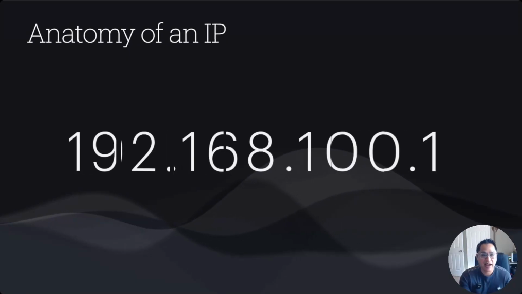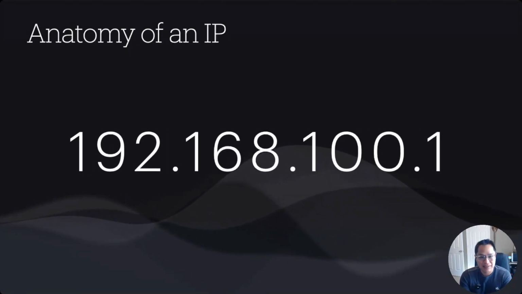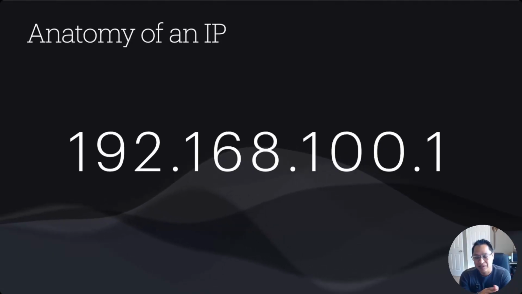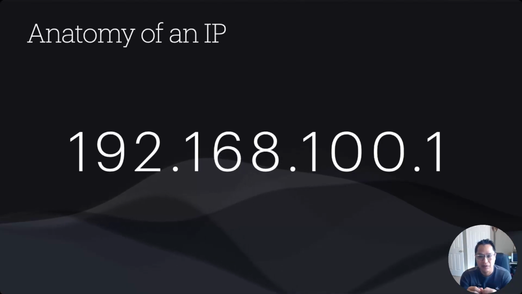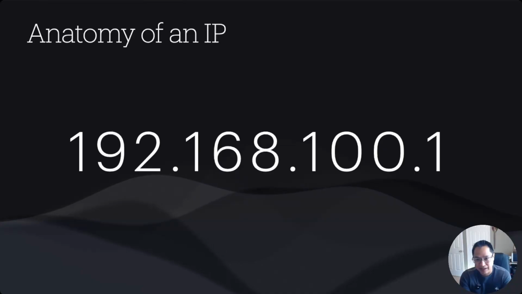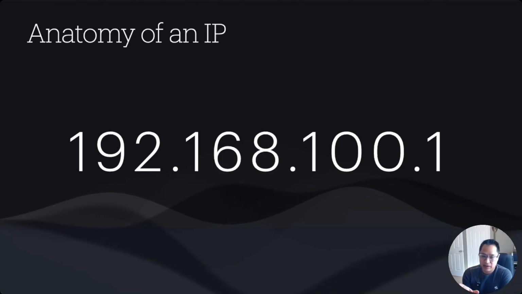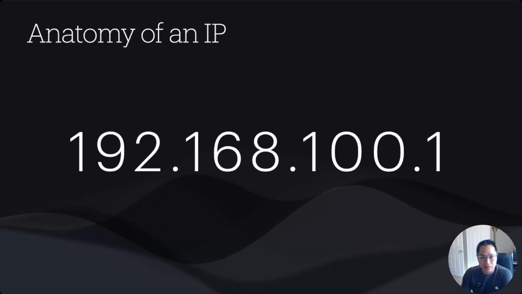So let's go into IP addressing, the anatomy of an IP. We've all seen this. If you're setting up your Linksys router, this is probably very similar to your default address. If you go to your command line right now and run ipconfig or ifconfig, there's a high likelihood you're going to see something that looks just like this. Have you ever thought about what this number really means, how it is determined, and why this number is the way it is?